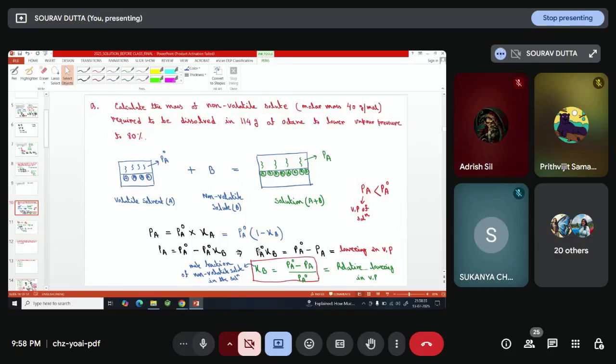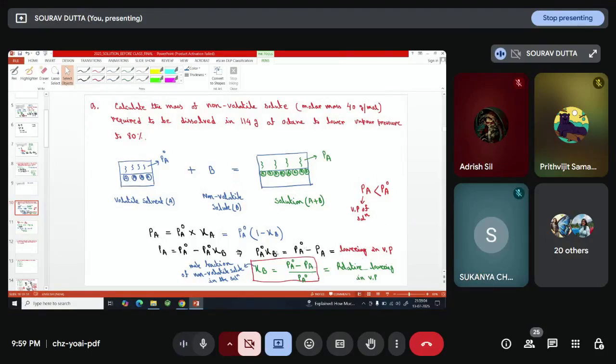Now, just rearrange: PA naught into XB equals PA naught minus PA. PA naught is the vapor pressure in the pure state, and PA is the vapor pressure in solution. So what does this difference, PA naught minus PA, represent? It represents the lowering in vapor pressure. That means after the addition of non-volatile solute, how much vapor pressure is reduced. So PA naught minus PA represents lowering in vapor pressure.